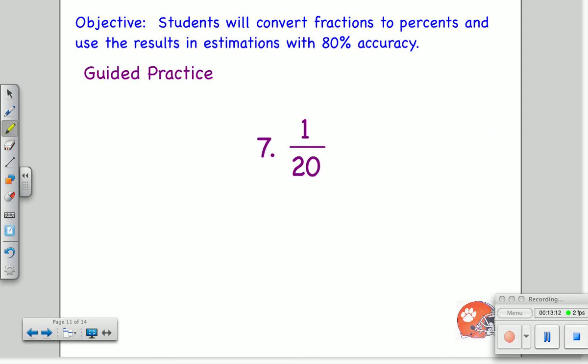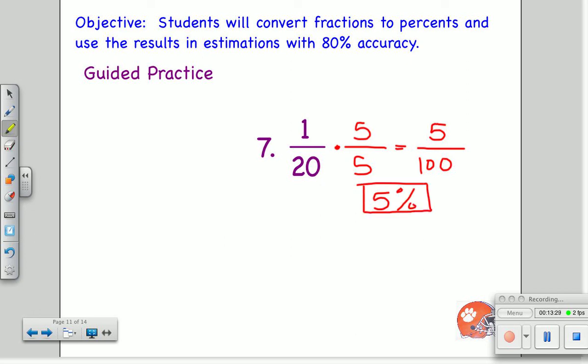1/20th. What can I multiply by 20 to get a denominator of 100? 5, then I have to multiply the numerator by 5. 1 times 5 is 5. 5 out of 100 is 5%. Okay?